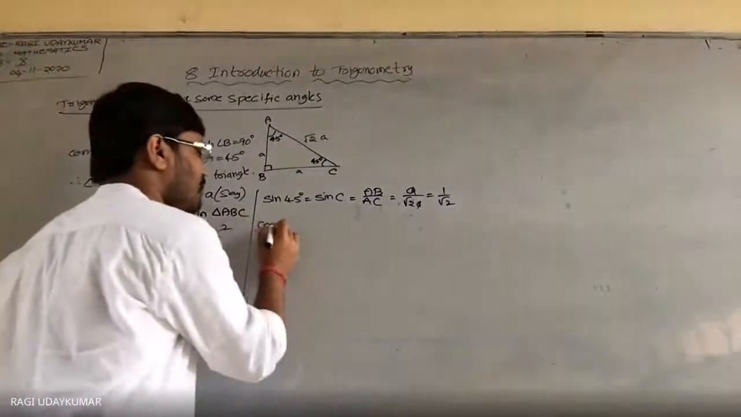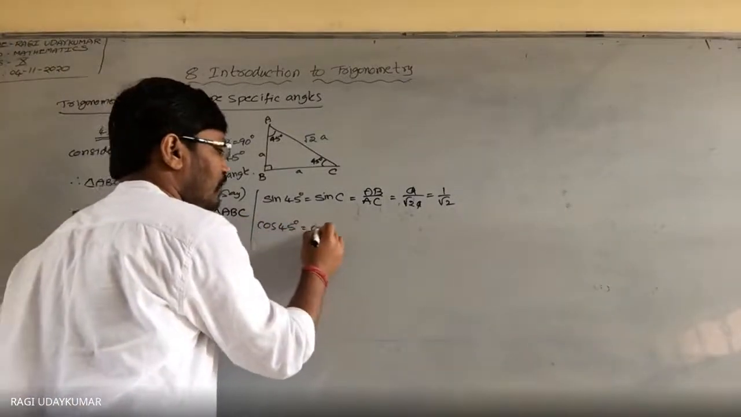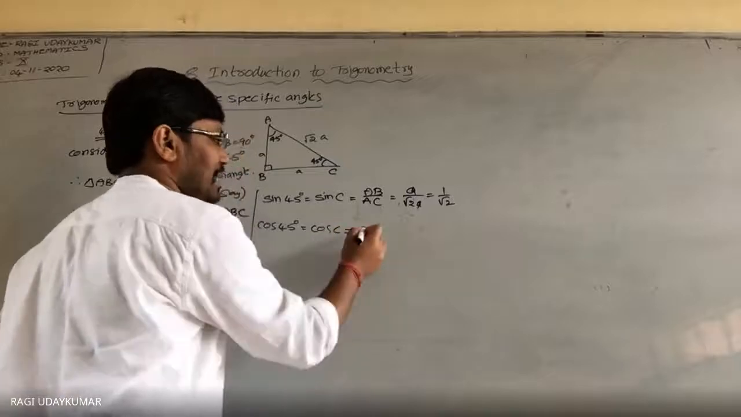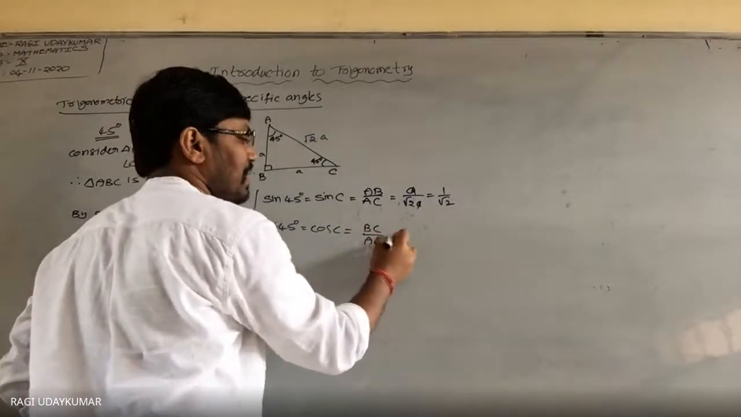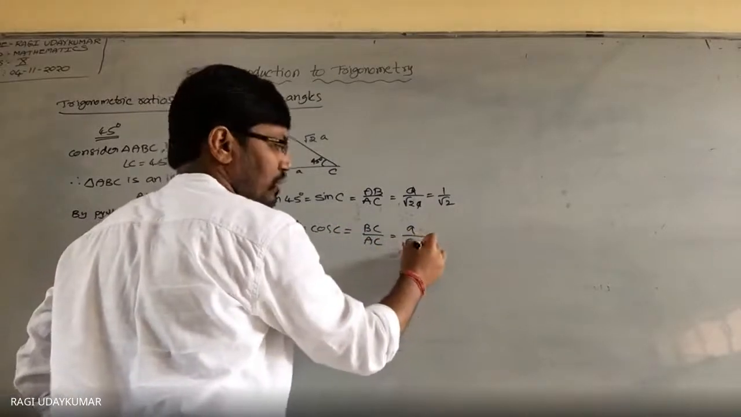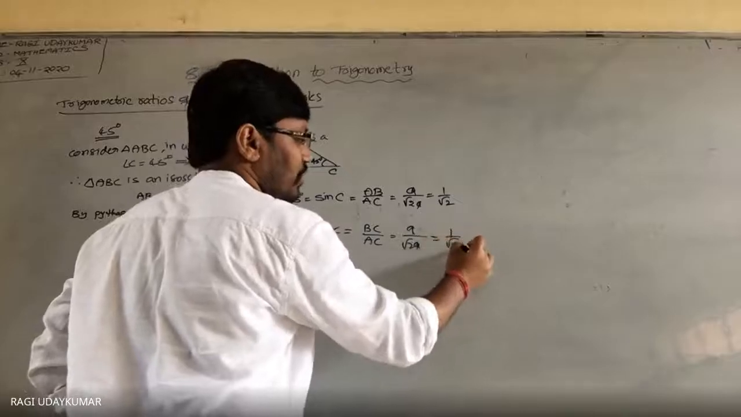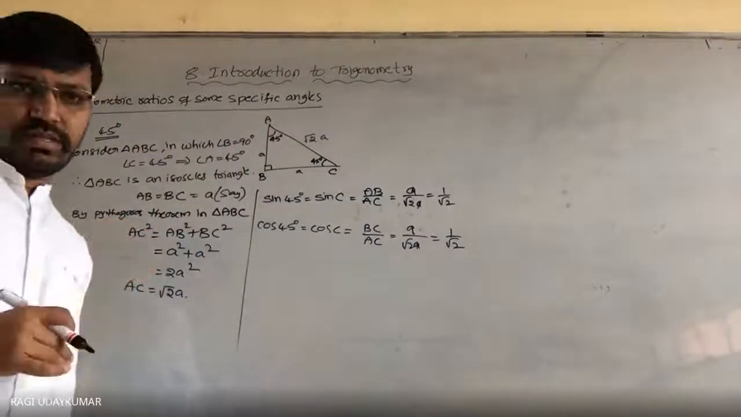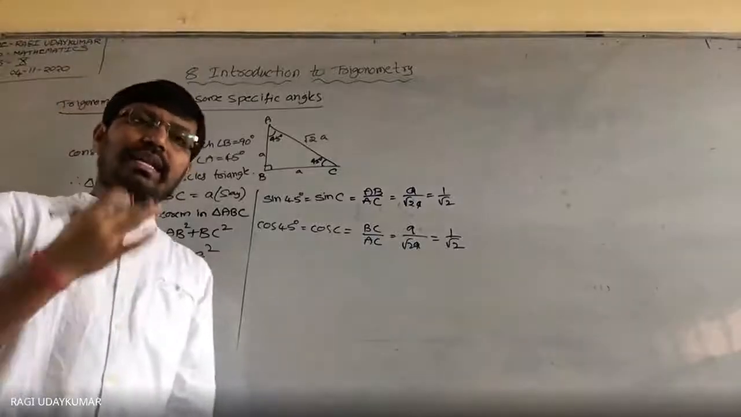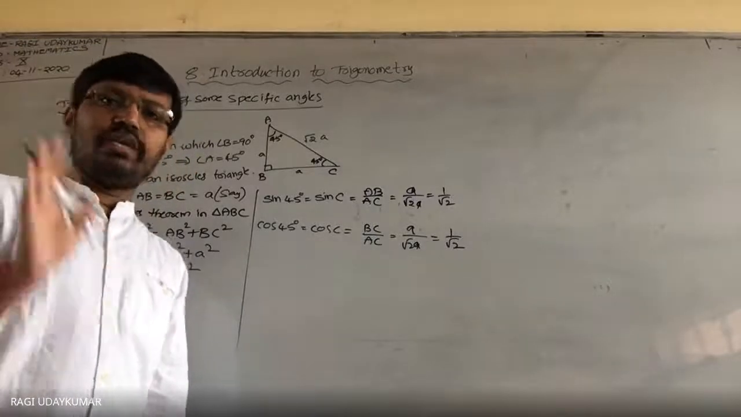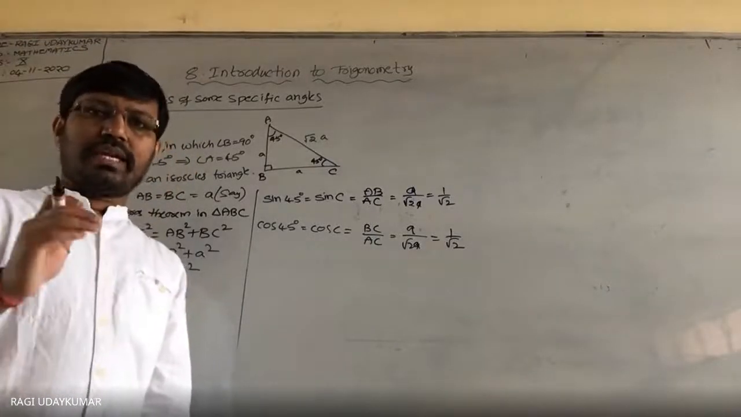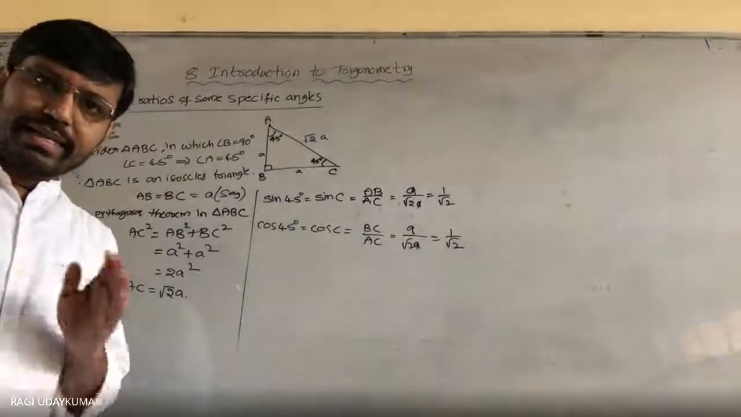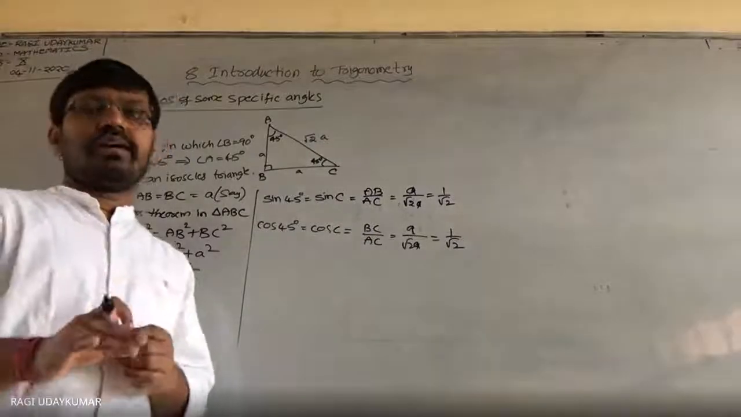In the same way, if you want to find cos 45 degrees, you need to take cos C. Cos C is BC by AC. This is also A by root 2 A. A will get cancelled and we are going to get 1 by root 2. When you get sin and cos, all the remaining trigonometric ratios you can find out easily.